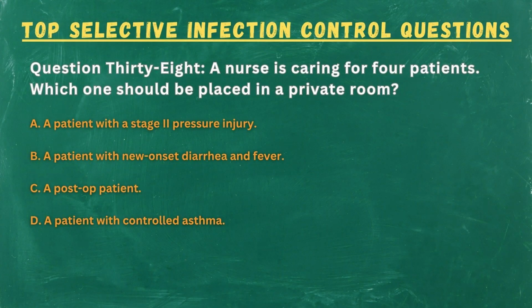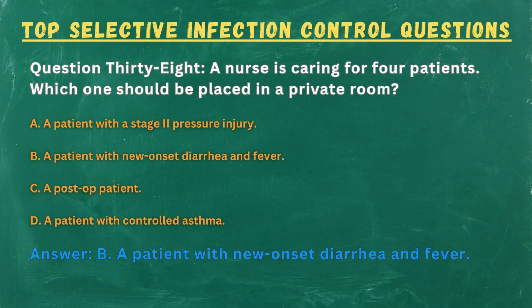Question 38. A nurse is caring for 4 patients. Which one should be placed in a private room? A. A patient with a stage 2 pressure injury. B. A patient with new-onset diarrhea and fever. C. A post-op patient. D. A patient with controlled asthma. Answer: B. A patient with new-onset diarrhea and fever.